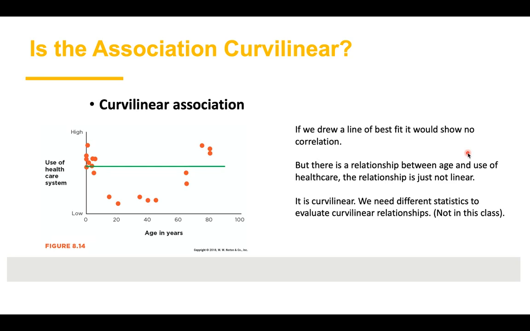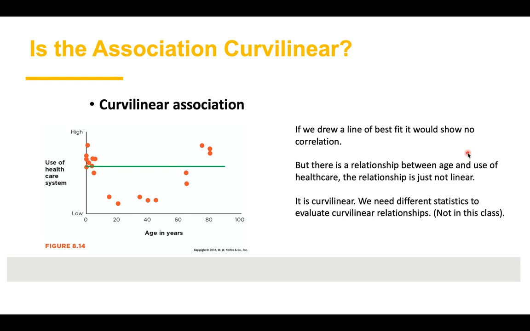We'd have a horizontal line of best fit if we found the line that best fits these data, that reduces the distance from the data points. So if we just looked at the numbers, we would say age and use of the healthcare system are unrelated to each other. There is no relationship between age and use of the healthcare system. Clearly, that's not true. Clearly, there is a relationship. It's just a non-linear relationship.